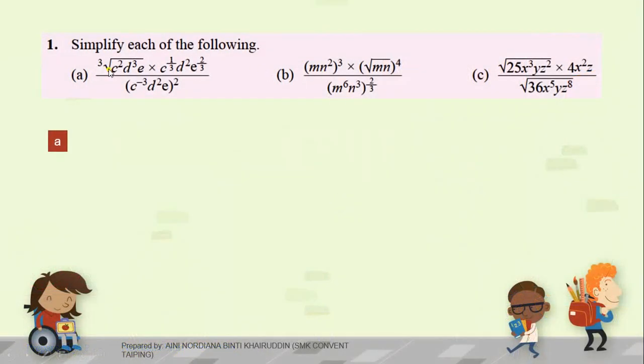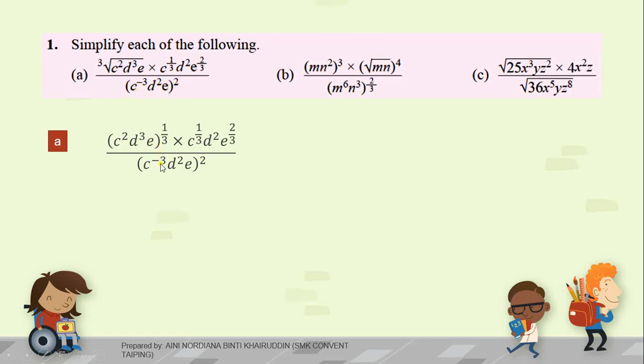So have a look at question number 1. Simplify each of the following. For this, you write it as c squared d cubed e to the power of 1 over n. n here is 3. So times, this remains unchanged. For the denominator, take out all the numbers in the bracket, or all the algebraic terms in the bracket.